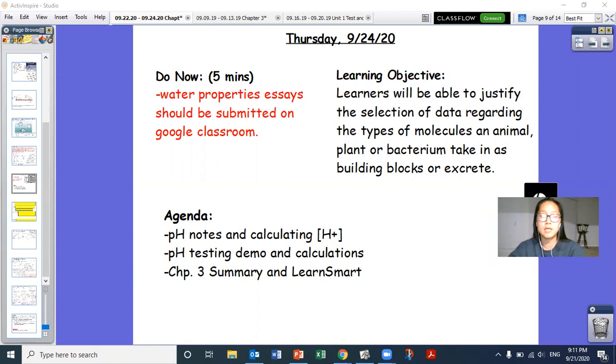The objective is still the same. Learners will be able to justify the selection of data regarding the types of molecules an animal, plant, or bacterium take in as building blocks or excrete. And again, this is all part of Unit 1.